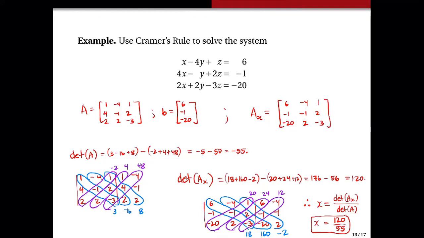And take note that I didn't have to solve for y and z. But of course, we want the solution to the system, so we need to solve for y and z also. So let's just continue. Let's find y and also z. Oh, by the way, determinant of A, it's negative 55. So there should be a negative in here.